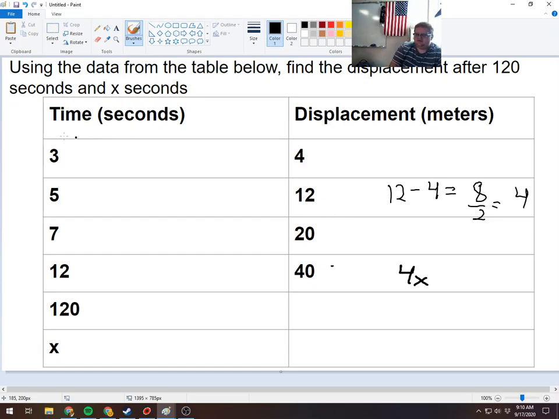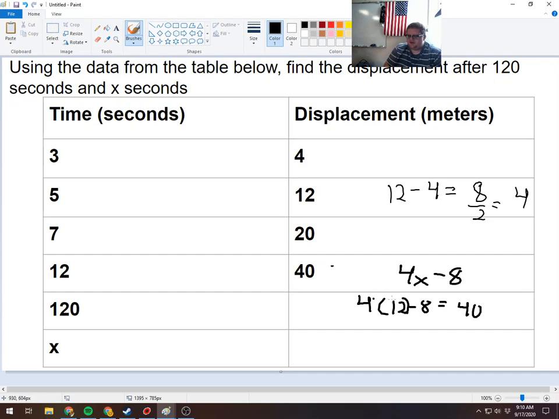Let's see. 3 times 4 is 12. Minus 8 would be 4. So it looks like the equation is 4x minus 8. Okay, let's see if that's true. Let's just plug in for one of these. Let's do 12. So we have 4 times 12 minus 8, and this should be equal to 40.